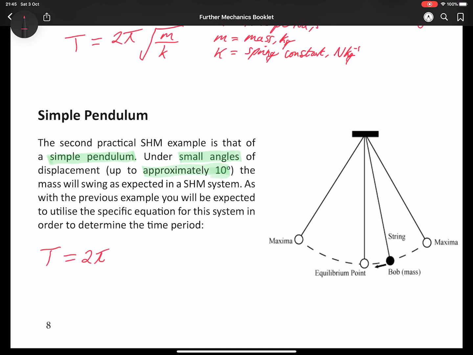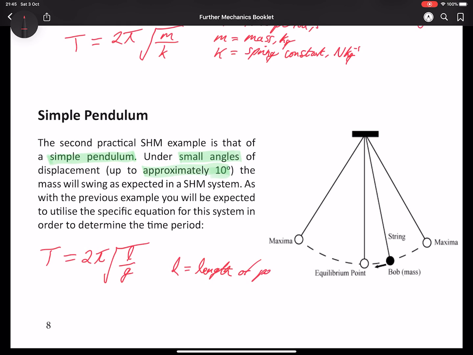Now, this again is a very simple equation structure of T = 2π√. The difference is what's rooted, and this time it's L over g. So L is the length of the pendulum itself.